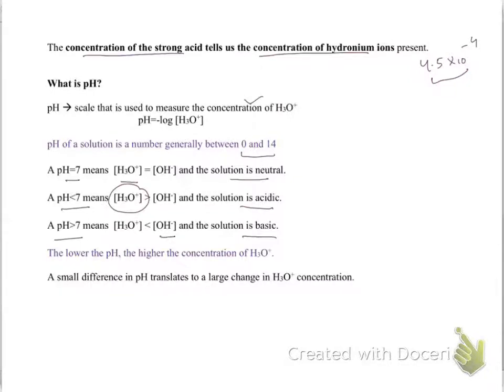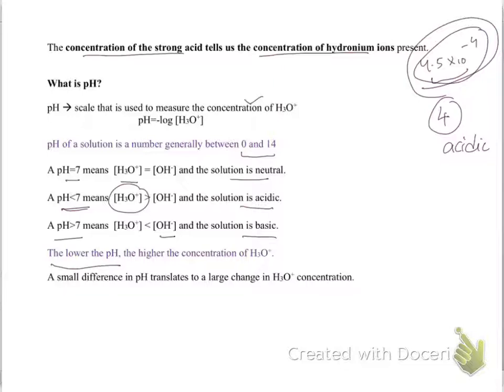So let's say I give you this concentration and ask you to tell me whether the solution is acidic or basic, compared to if I say pH is 4. Which one is easier to tell? This one, because looking at pH 4, since it is less than 7, that means the solution is acidic. It is hard to tell with these numbers. The lower the pH, the higher the concentration of hydronium ion, meaning it's more acidic.